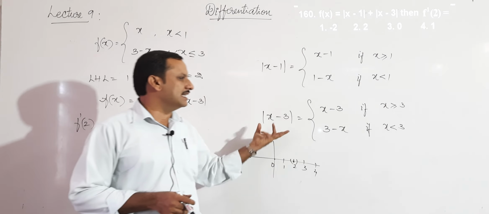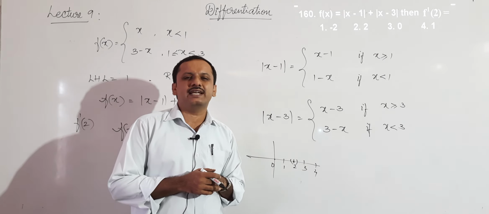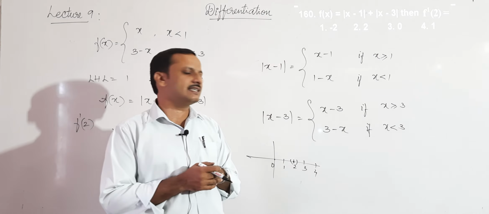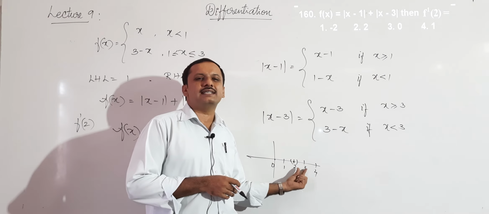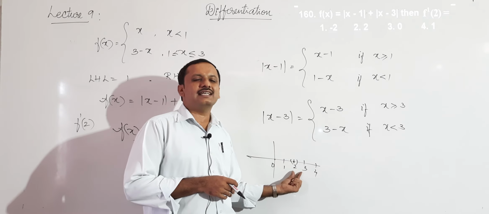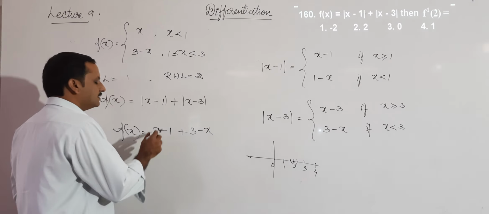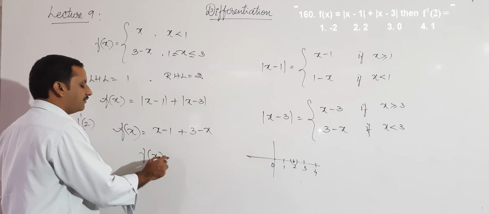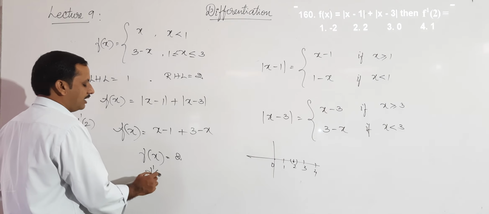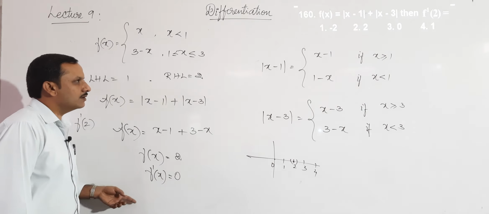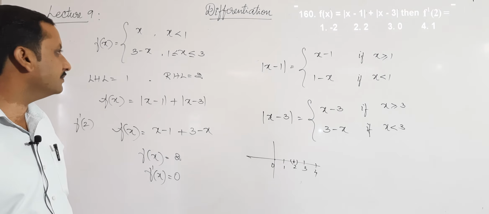Now look at mod x minus 3, how it is defined. Mod x minus 3 is equal to x minus 3 if x is greater than or equal to 3, and it is 3 minus x if x is less than 3. Here in the neighborhood of 2, x is less than 3. If x is less than 3, mod x minus 3 is defined as 3 minus x. So x gets cancelled, so we get f of x is equal to 2. F of x is 2, therefore f dash of x is equal to 0. Okay, that's the answer. Third option.